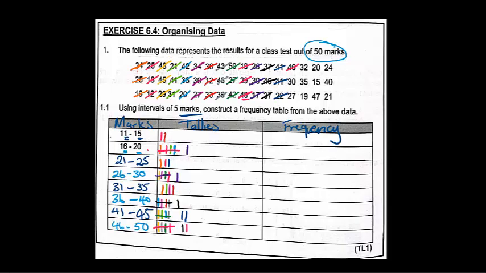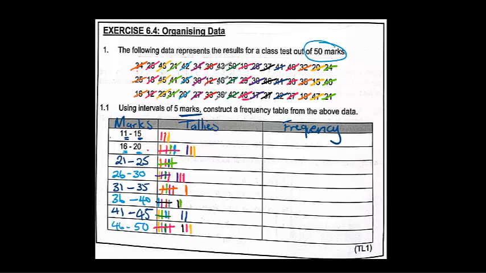46, 30, and 27. 32. 32 is going to be my 5 going across. 35, 19, 20, 15, 47, 24, 40, 21. 21 is the 5 across.